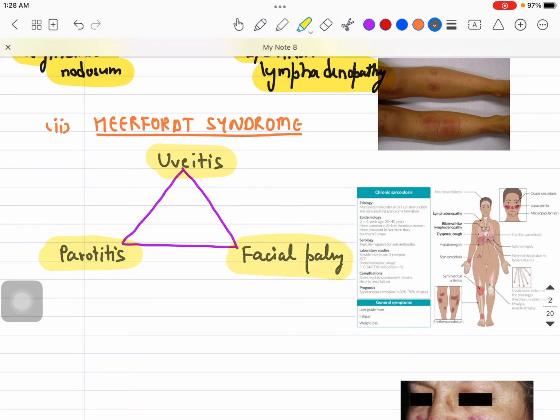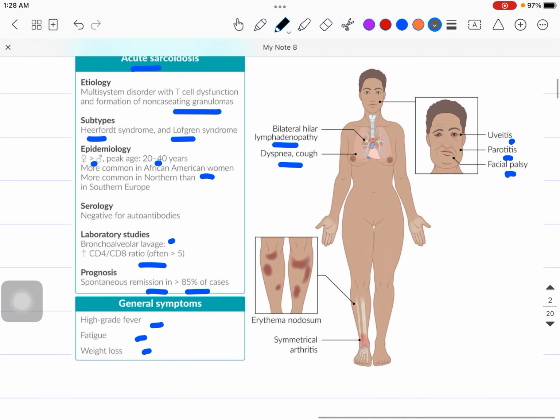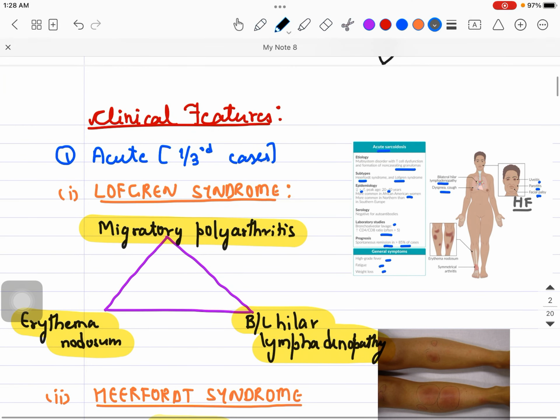Again, it is one of the subtypes of acute sarcoidosis. This is the picture, right. So uveitis, parotitis, facial palsy. This is part of Hereford syndrome. Okay, fine. One more type is there, like Jungling disease, but that is a type of chronic sarcoidosis, right? But this is enough. I have talked about acute sarcoidosis.